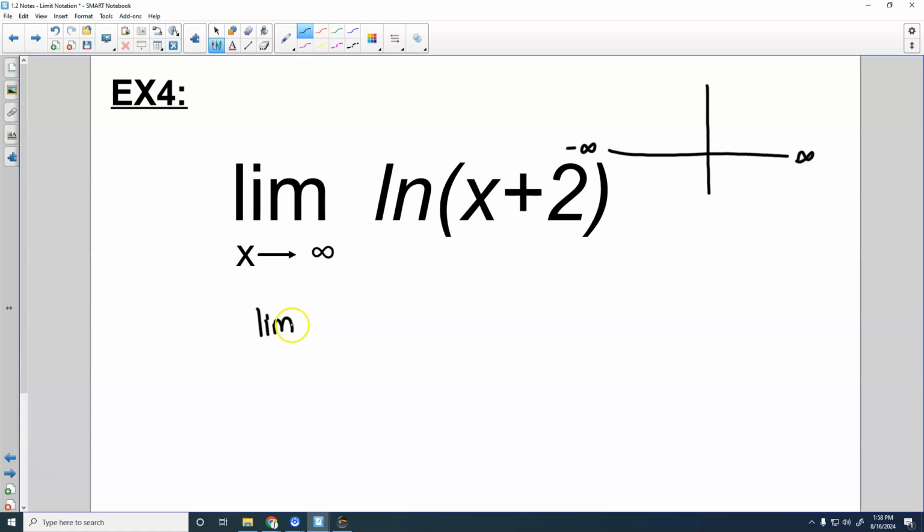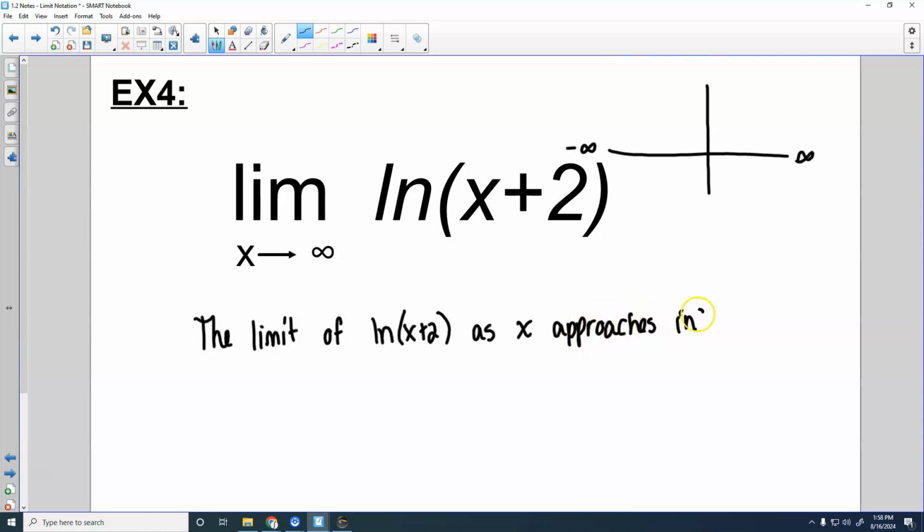So you've got your limit, I'm just rewriting. I don't like writing things out in words very much. But we have the limit of natural log of x plus 2 as x approaches infinity. Can you have x approaches infinity from the right? You cannot, because there is nothing bigger than infinity to approach it. So you won't ever see signs behind those.